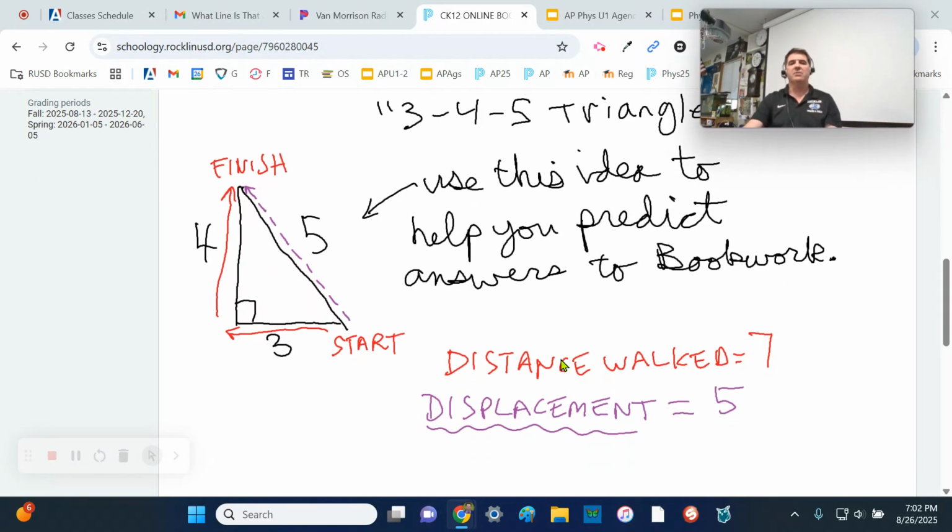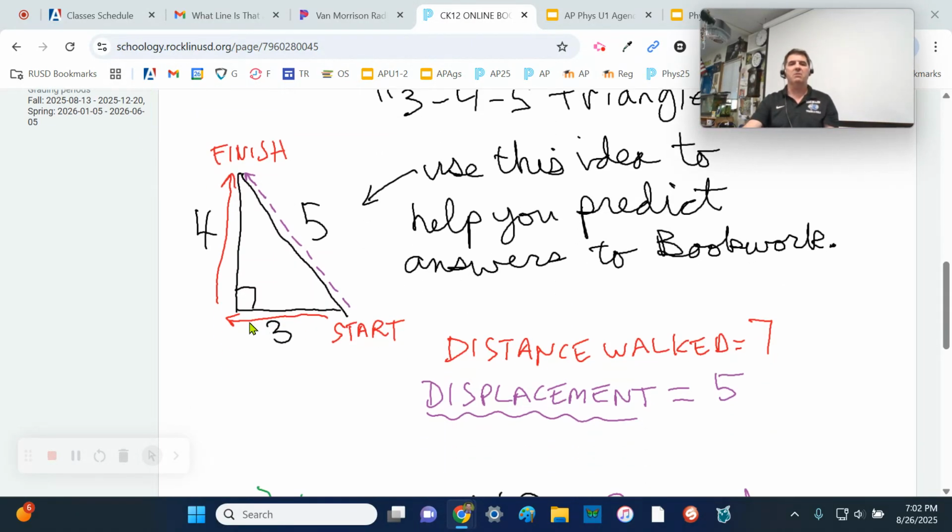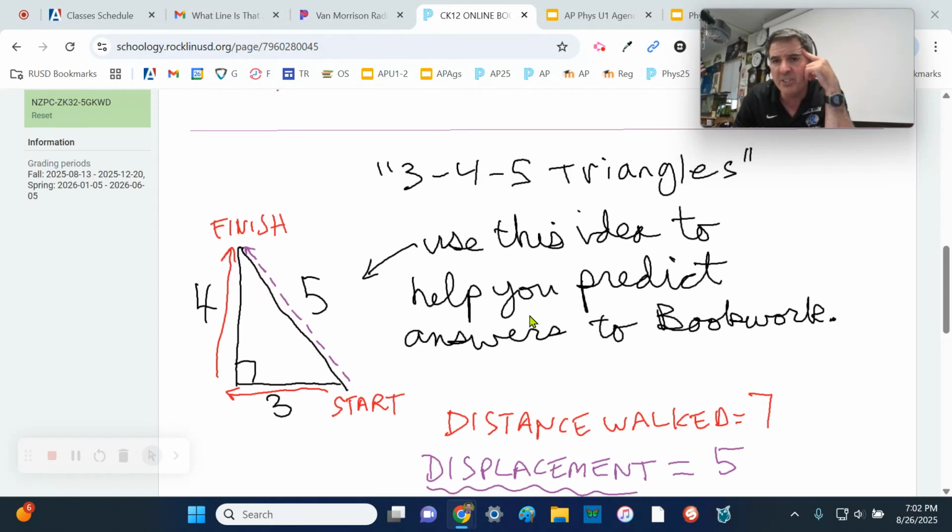So if you walked 3 meters from the start to the left, which we would call to the west, and then 4 meters north, your total distance walked would be 7 meters. But your displacement would be from beginning to end, which would be 5. And that's because we know what a 3, 4, 5 triangle is. If you don't know what a 3, 4, 5 triangle is, all your life you've been missing out, and now you know.